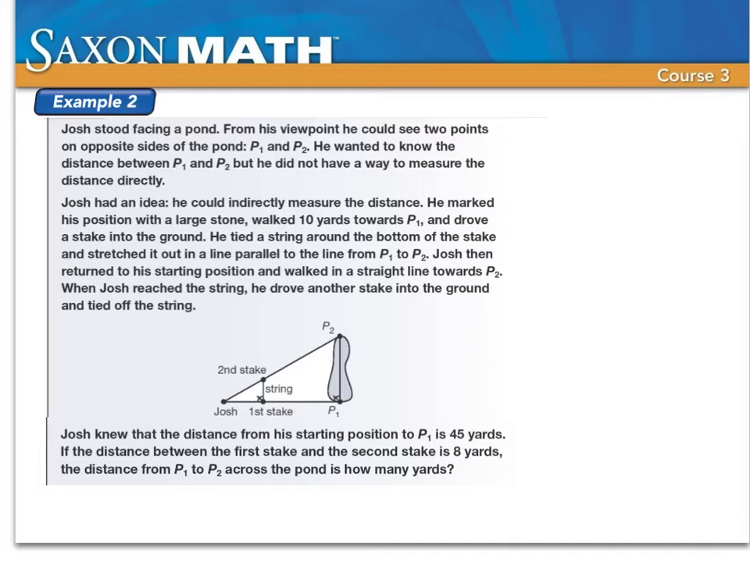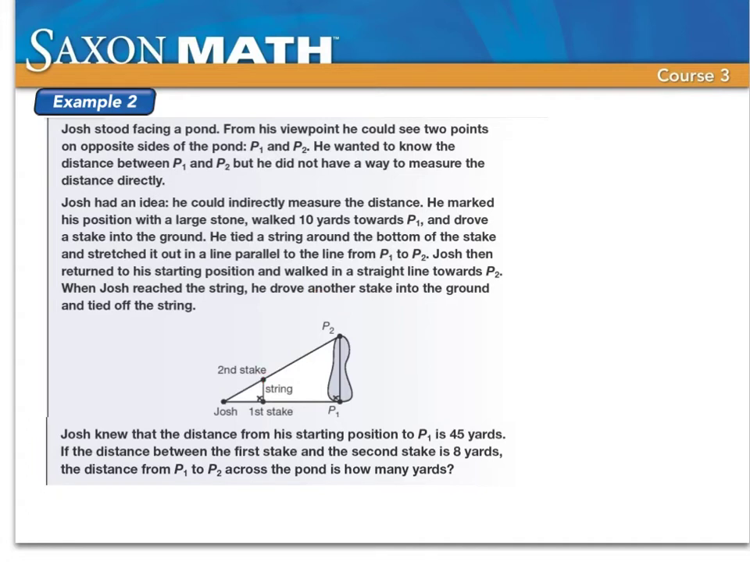Then he tied a piece of string to the stake and stretched it out so that it went parallel to the distance across the lake. He took his piece of string and stretched it out this way as far as it would go. Then he returned to his starting spot and walked in a line from himself to the piece of string that would continue toward point 2. When he reached the string, he drove another stake into the ground and tied the string around it.